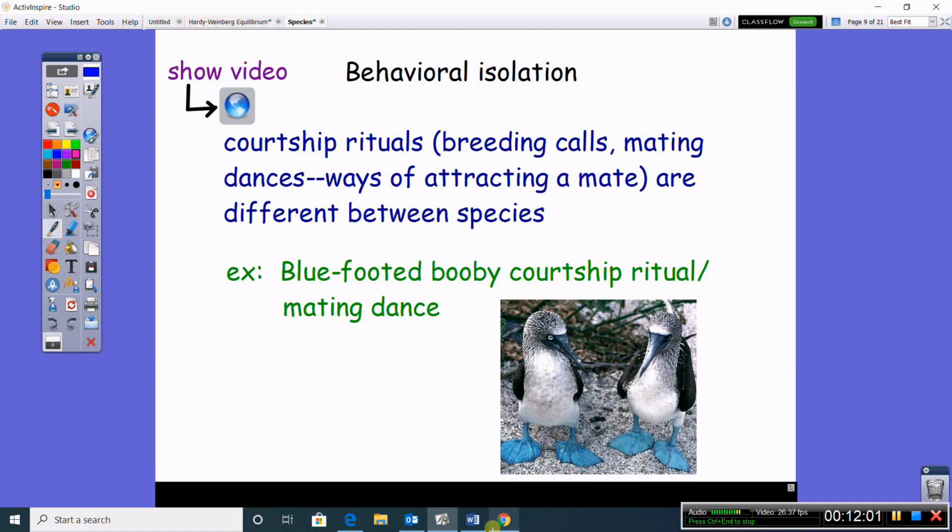Okay, so there is a bird on the Galapagos Islands called the blue-footed booby. I know, you can giggle now. I know you'll giggle. But this bird, obviously, it has blue feet, and they have a really cute courtship ritual. And so I'm going to show you the video. I don't know if the sound will play, but that's okay.